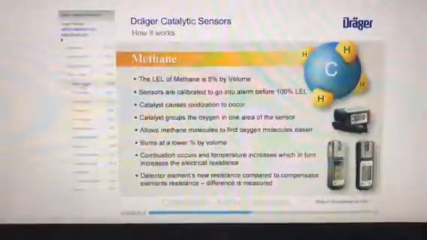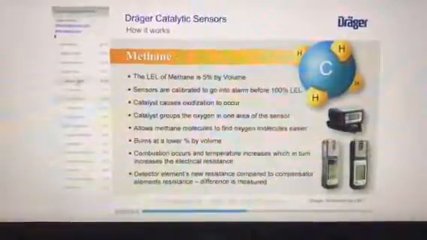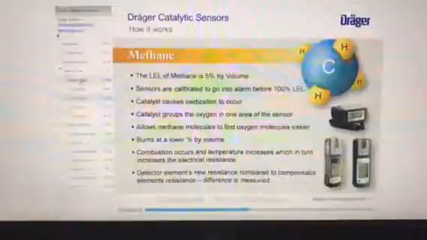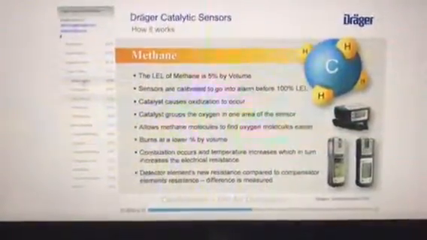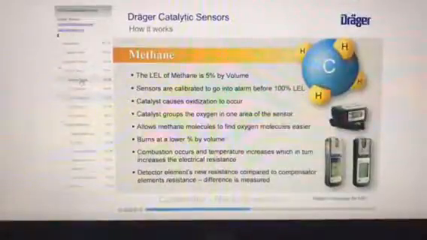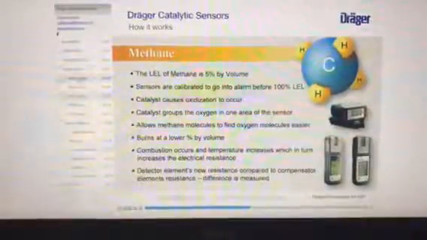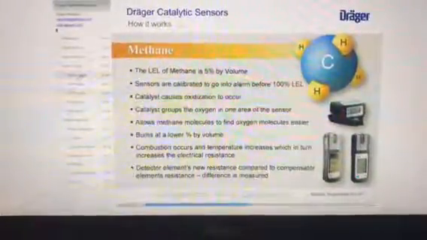The catalyst causes oxidization to occur. In simple terms, the catalyst on the detector element groups the oxygen in one area of the sensor. It allows the methane molecules to find the oxygen molecules easier, enabling it to burn at a lower percent by volume. The combustion occurs, and the temperature increases, which in turn increases the electrical resistance.